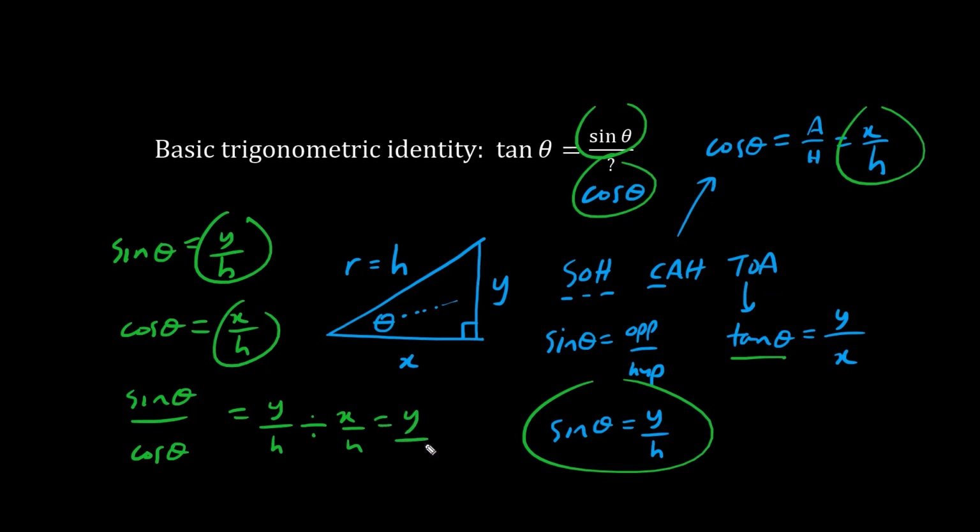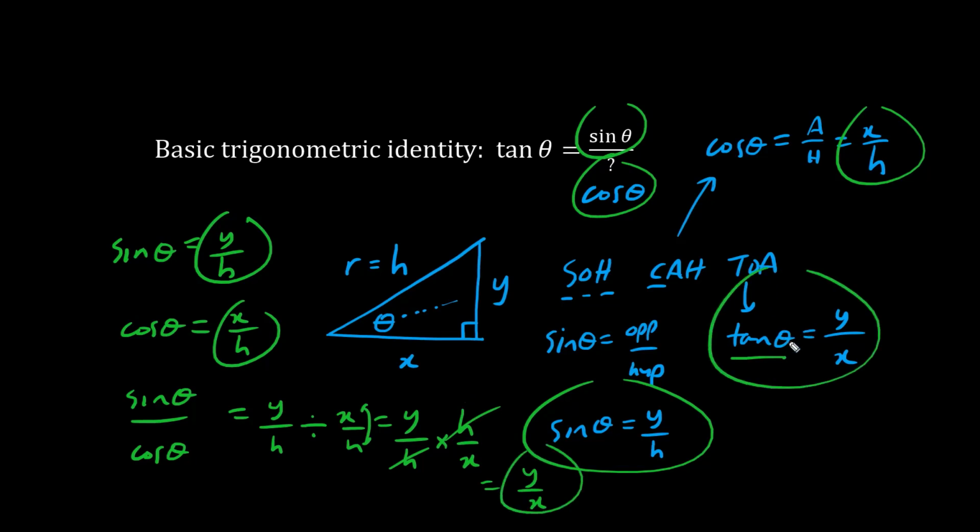Using algebra, we have y over h multiplied by the reciprocal, which is h over x, and we see the h's cancel out. Thus we have sine over cos is y over x. Thus, indeed, tan theta is y over x. So the definition of tan theta is sine theta over cosine theta.